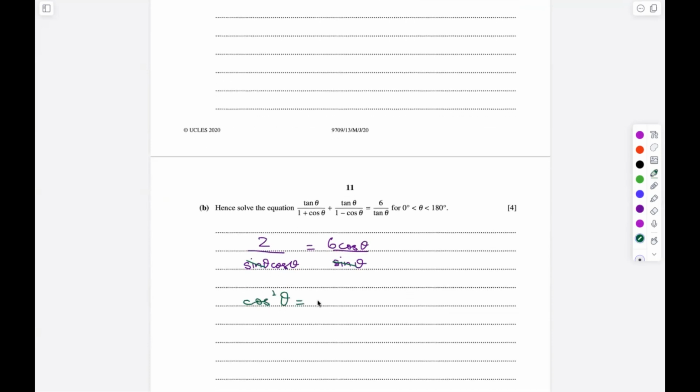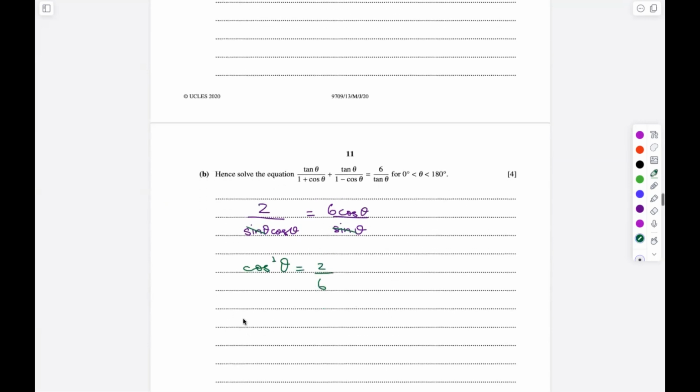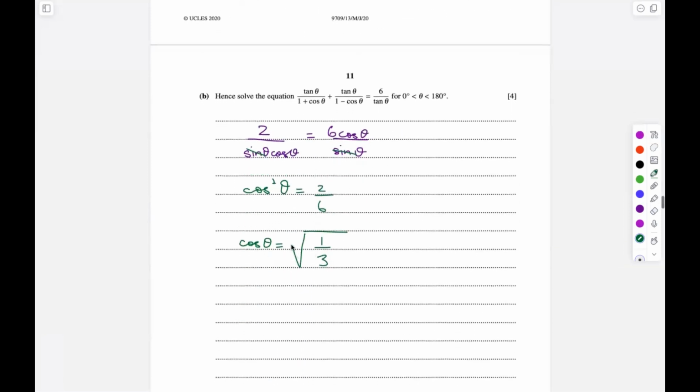So cos squared theta is equal to 2 upon 6 and cos theta will be equal to square root of 1 upon 3. Now, as we have to find the angle from 0 till 180, the square root sign comes with both positive and negative. First, we'll find the basic angle by taking cos inverse of square root of 1 upon 3. And we'll have to make sure that the calculator is in degrees mode. So taking shift cos inverse of square root of 1 divided by 3, that is equal to 54.7 degrees. So the basic angle is 54.73 degrees.